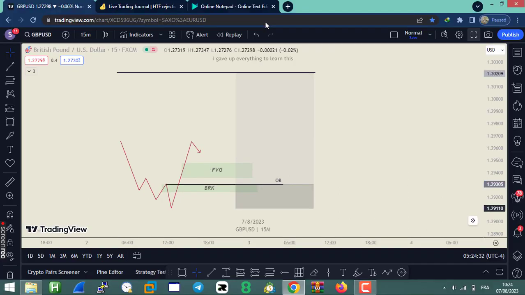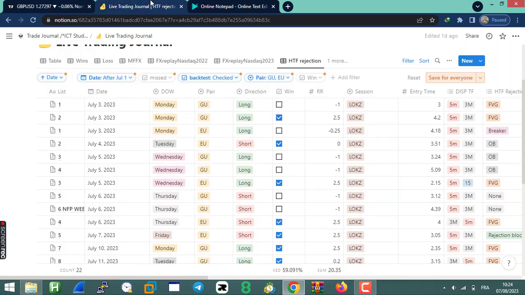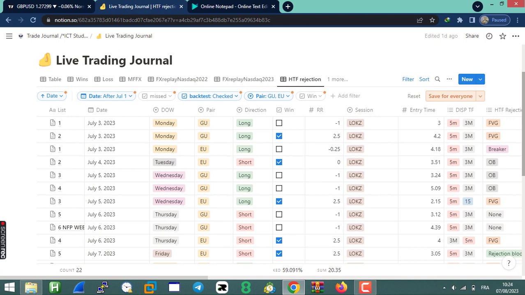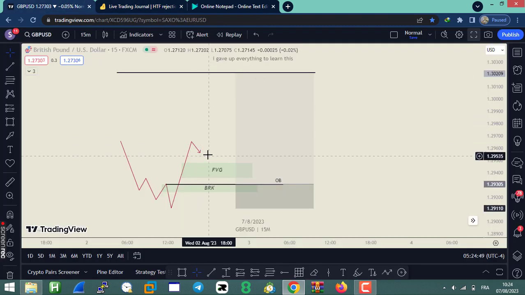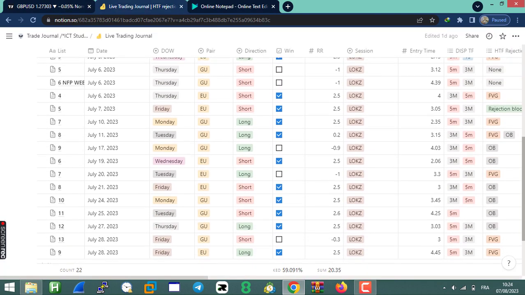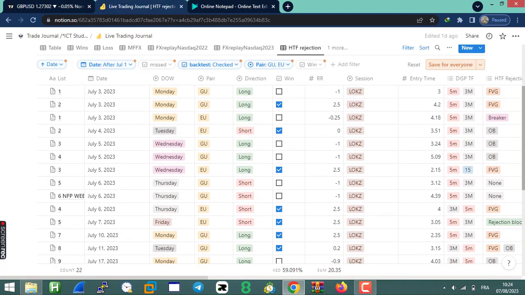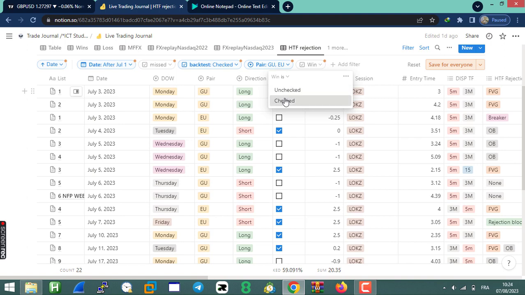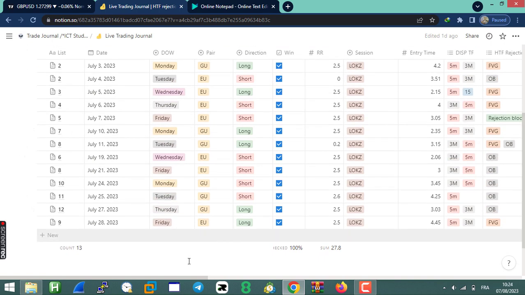So what I did to fix this problem and to figure out the best area to enter from is I went to my trading journal and my previous trades, and I analyzed which area price most of the time retraces to and then continues up. I have here a couple of trades from July on GBP USD and EUR USD. Now let's filter only the winning trades, and we have 13 trades.